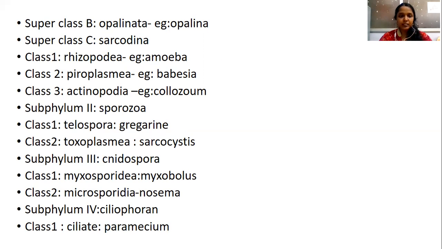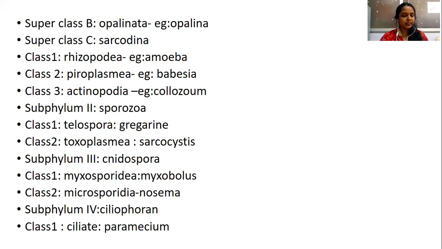The next superclass is Sarcodina. The sarcodines have pseudopodia as their locomotor structures. The sarcodines are further subdivided into various classes based on the shape of the pseudopodium, that is, rhizopodea, piroplasmea, and actinopodea. Rhizopodean examples include Amoeba. Here, the pseudopodia are lobopodia-like and filopodia-like structures. So, those are rhizopodians. And the next one is piroplasmea.